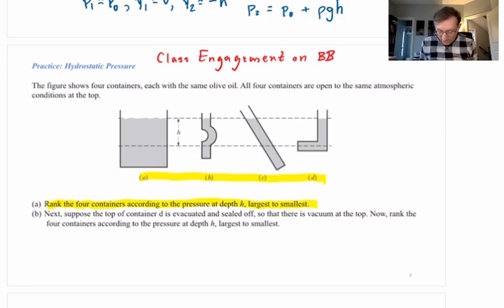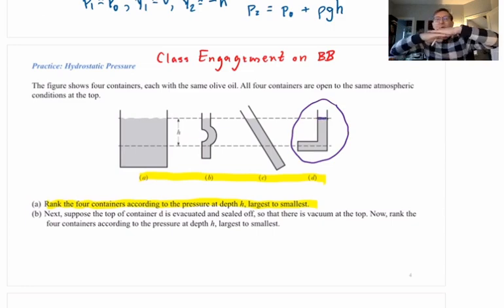And then the next part. Suppose we take the top of container D, this one, evacuate and seal it off at the very top. The point being, it's completely sealed off at the top. It's vacuum. Guess what the pressure of a vacuum is? Nothing. Now rank all 4 containers, A, B, C, and D, according to the pressure at depth h, largest to smallest.